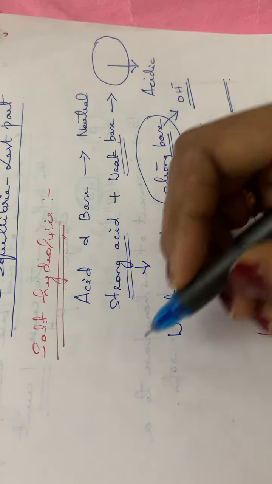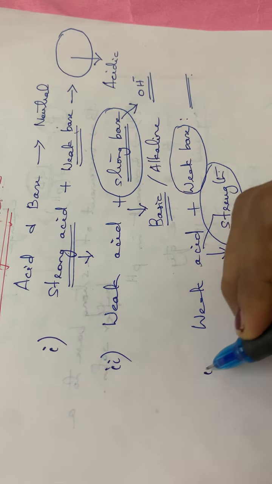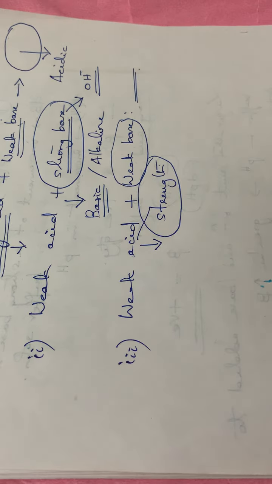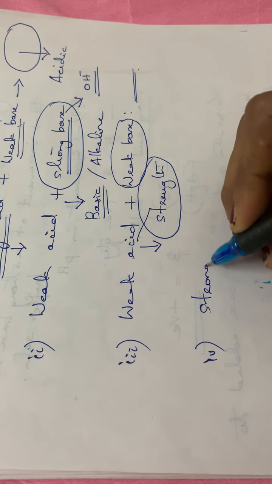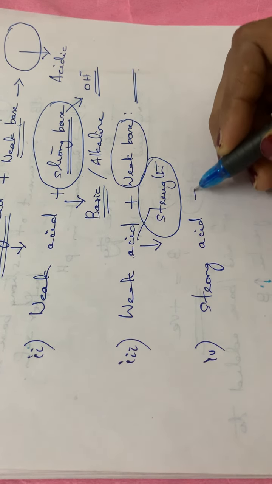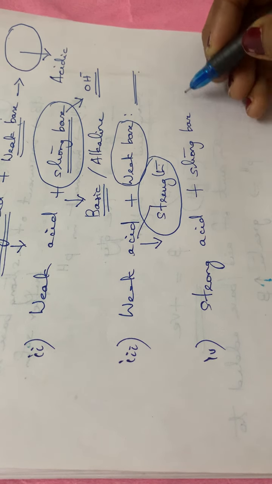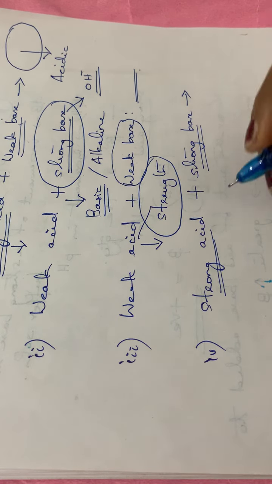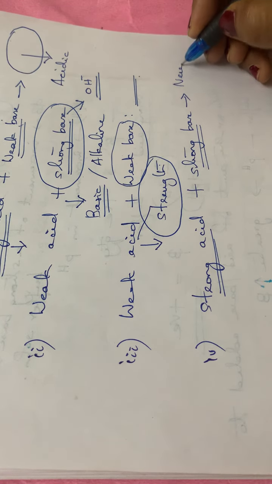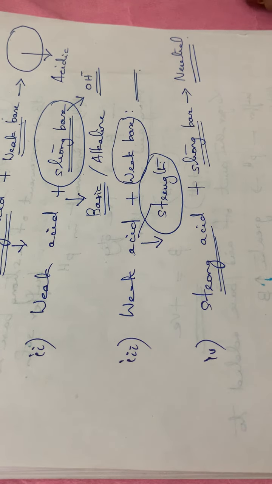So the first one we have discussed is the strong acid and weak base, the second one weak acid and strong base, the third one weak acid and weak base, and the fourth one a strong acid and a strong base. What about this case? Here both of them will be completely ionized, isn't it? So the resulting solution will be a neutral solution. Okay, so these are the four cases.